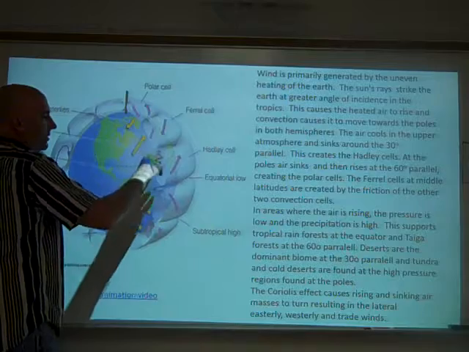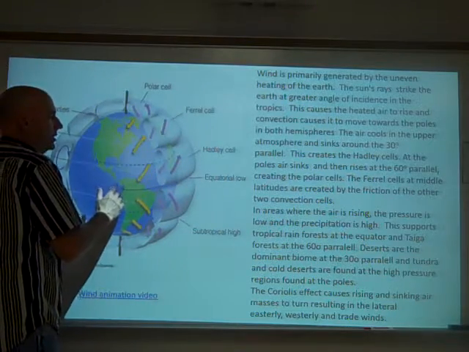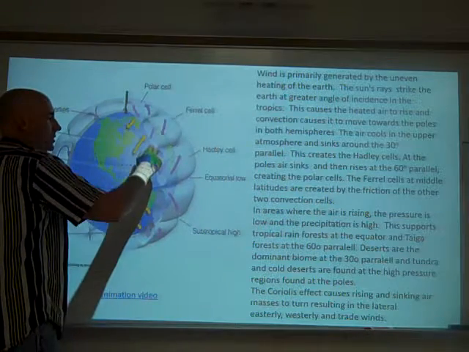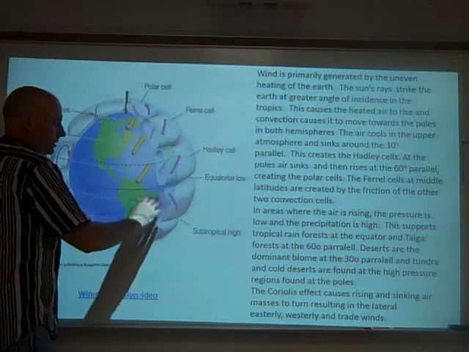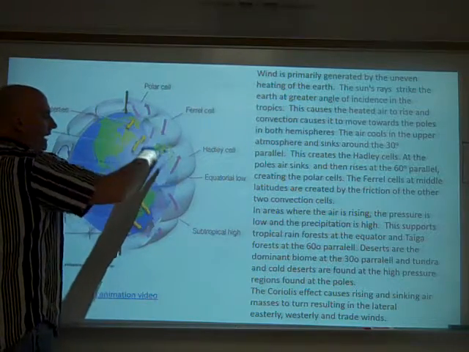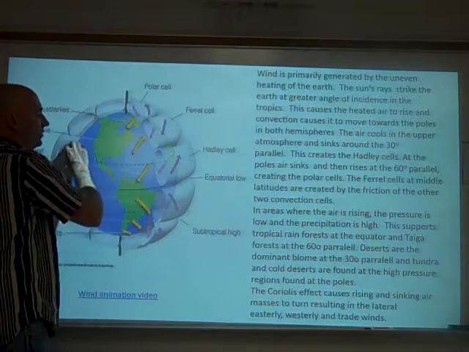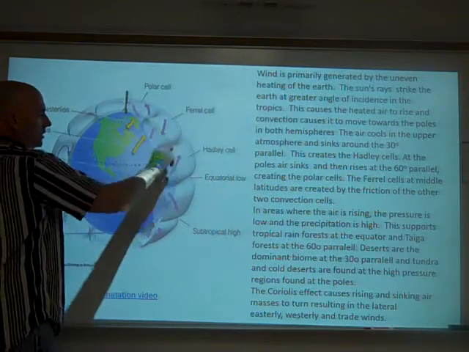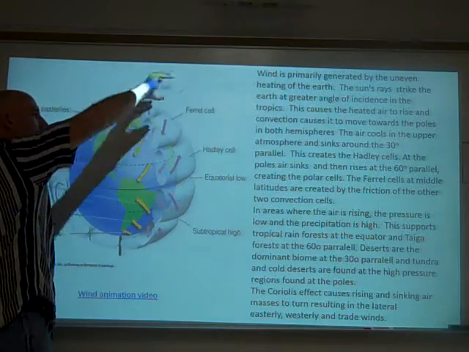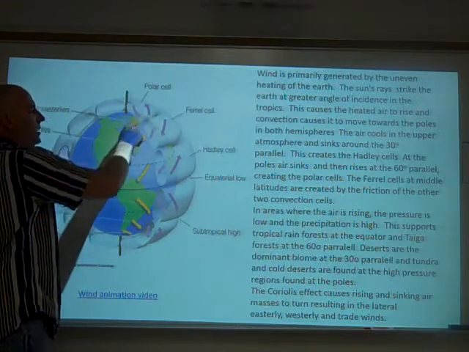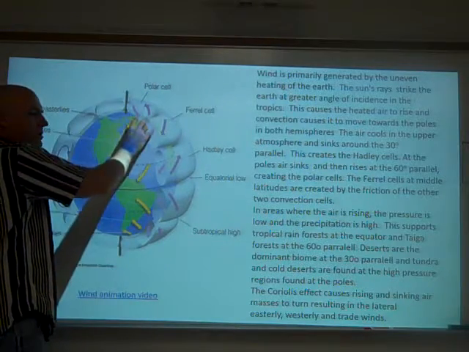Then the opposite's happening. It goes 0, 30, 60, 90. It's evenly divided into thirds. So then the opposite happens when you go up 30. The air is sinking, and that sinking air causes high pressure. High pressure means less evaporation. Therefore, you find the deserts of the world along the 30-degree parallel. Go up another 30, opposite's happening, low pressure, 60-degree parallel. Tend to have a lot of snow in these areas. That's where you find the taiga forest.